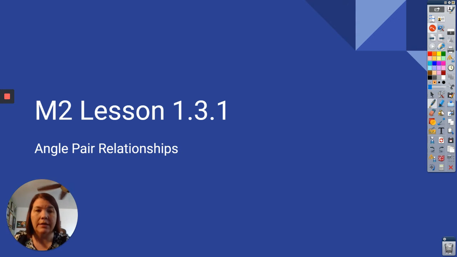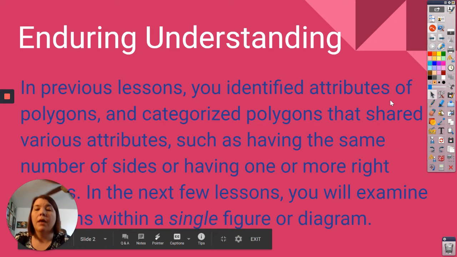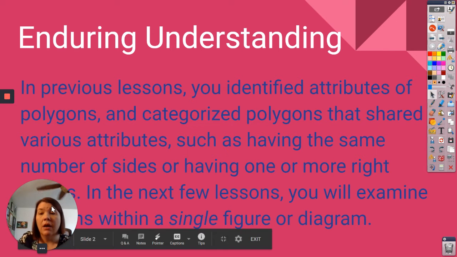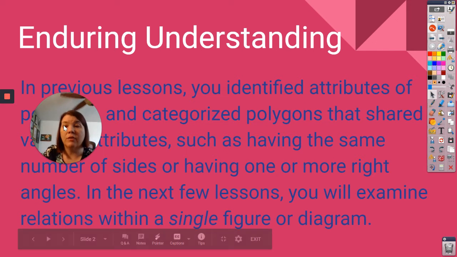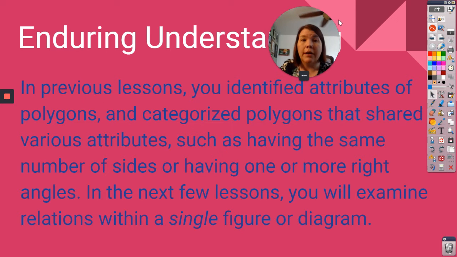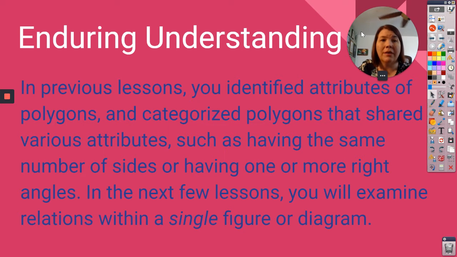In previous lessons, we identified attributes of polygons and categorized polygons that shared various attributes, like having the same number of sides or having one or more right angles, all that good stuff. In the next few lessons, we're going to be examining relationships within a single figure. So in this one, we're just getting into some names of angle pairs, is really what we're talking about today.